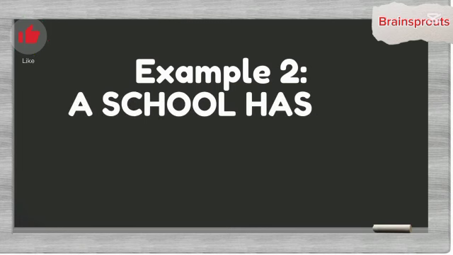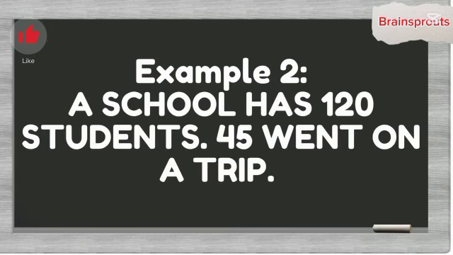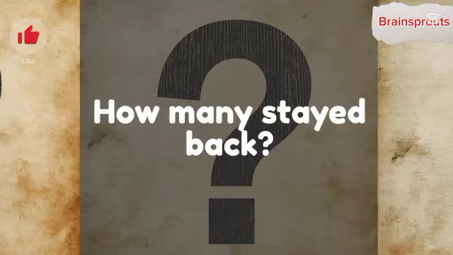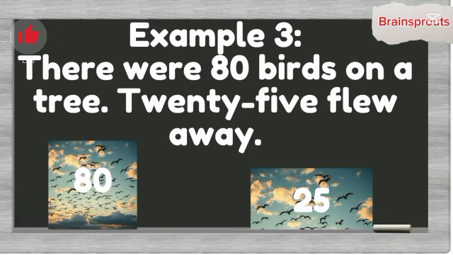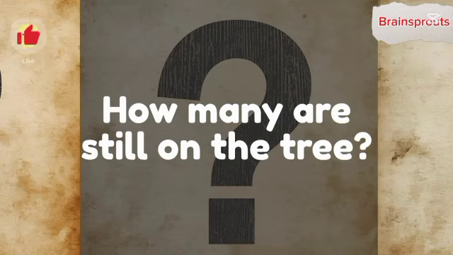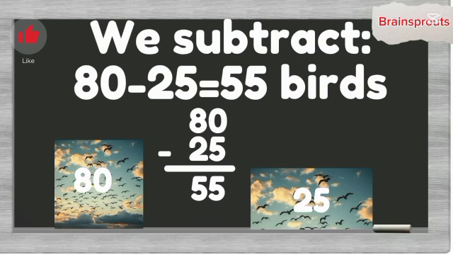Example 2. A school has 120 students. 45 went on a trip. How many stayed back? We subtract. 120 minus 45 equals 75 students. Example 3. There were 80 birds on a tree. 25 flew away. How many are still on the tree? We subtract. 80 minus 25 equals 55 birds.